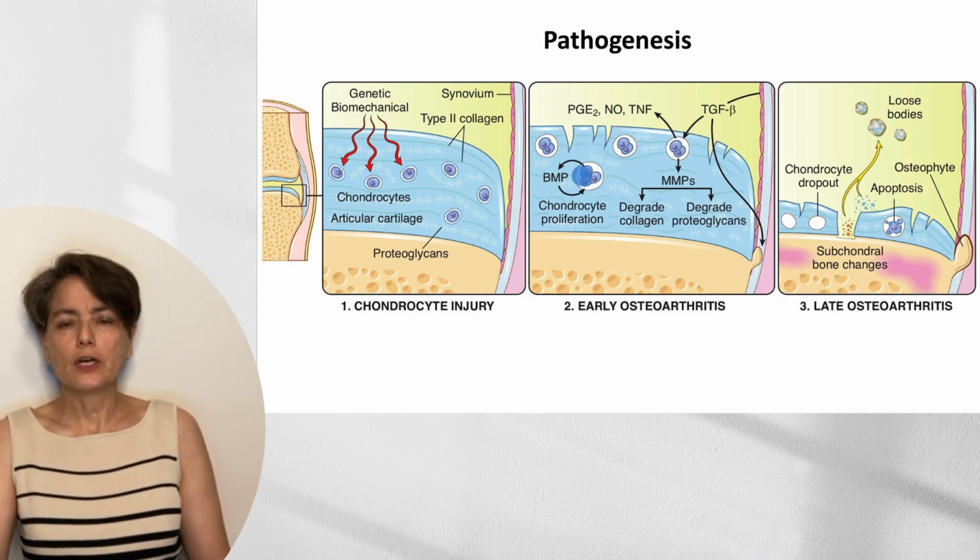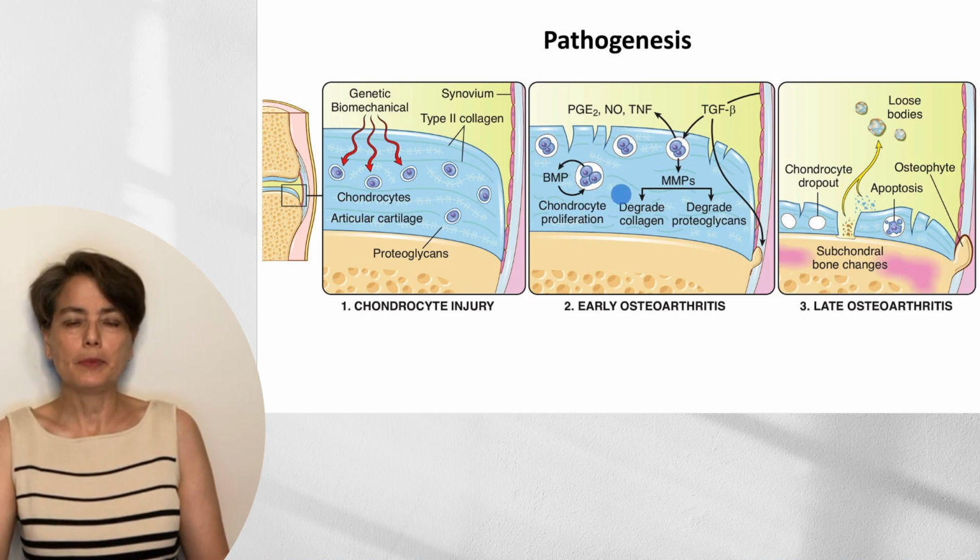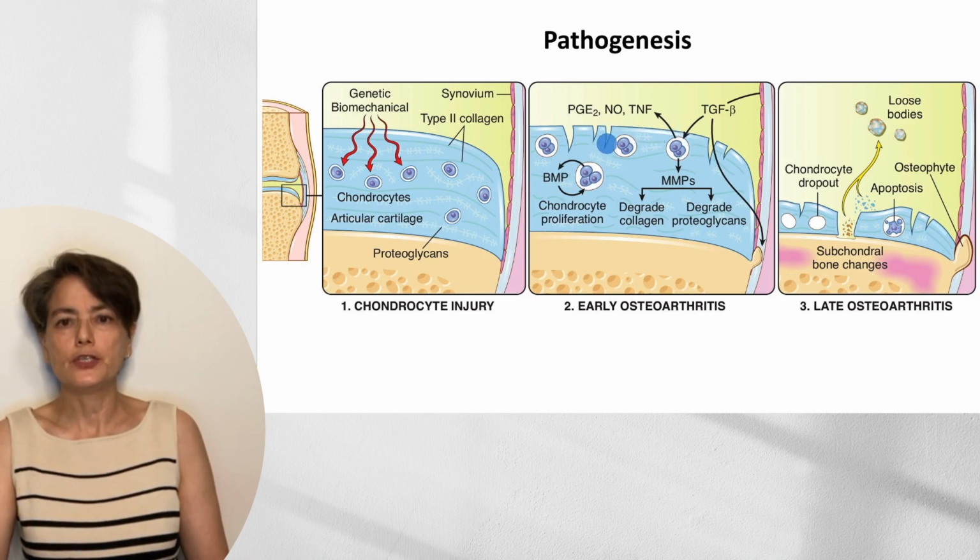The injury is going to cause chondrocytes to proliferate, and part of that proliferation is going to be elaboration of bone morphogenic protein, which works in an autocrine fashion to stimulate more chondrocyte proliferation. And what we'll see typically will be these little nests of chondrocytes. The injured chondrocytes will also begin elaborating a number of factors such as PGE2, nitric oxide, and TNF, which will contribute to the inflammatory milieu that we see in osteoarthritis.